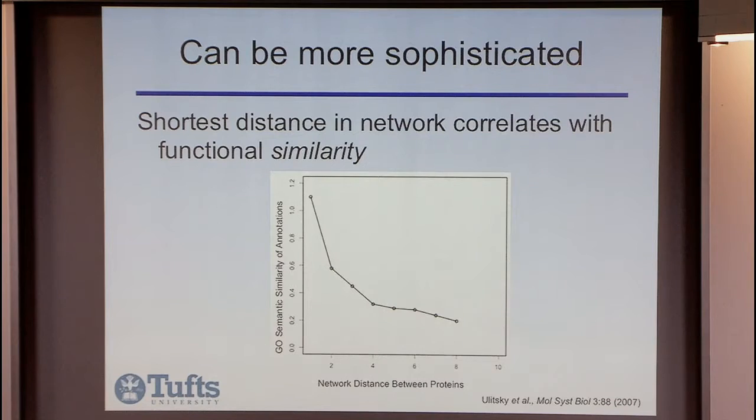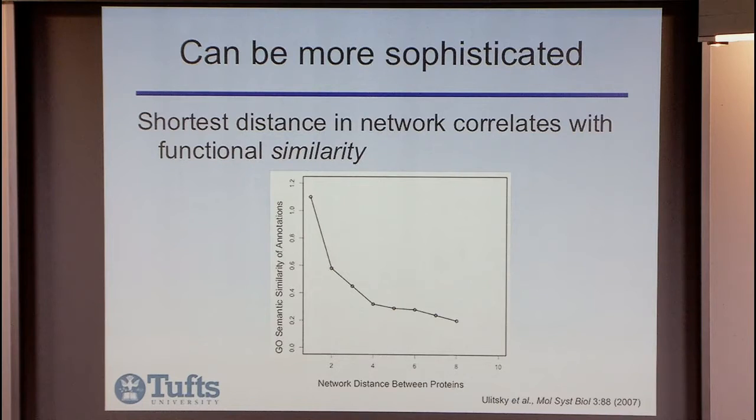Okay. So you can be smarter about guilt by association too. One of the things you can look at is, again, functional similarity. So you don't have to get the exact same term. You can get an approximate term. And it was shown that the closer you are in the network, the more semantic similarity there is between the annotations that have been applied to proteins.